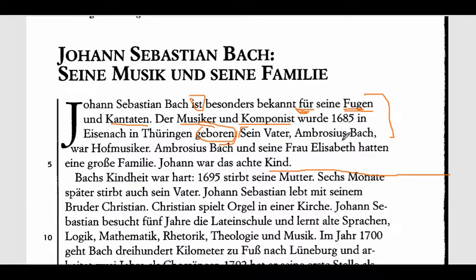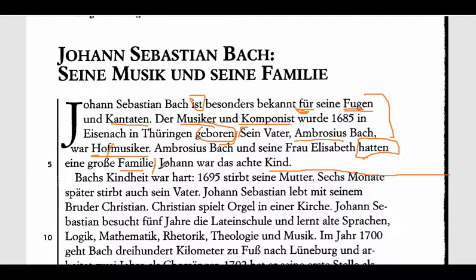Yeah, and he was fed on very divine food here, Ambrosius. So this means the court. What would this mean? Court. Court musician. Good. Ambrosius Bach und seine Frau Elisabeth hatten eine große Familie. What tense is this? It's the past tense. Yeah, past tense, and it's just a pluperfect. Had a large family. Große, we wouldn't know, but here's eine, and Familie, you know this.